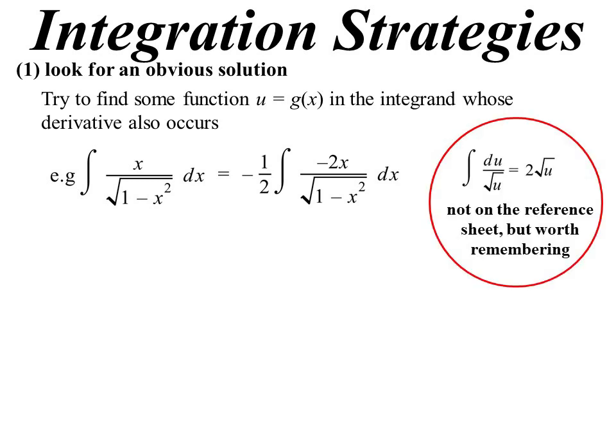I would just know this. It's not on the reference sheet. It's one of what I call the non-standard integrals. Crops up so often in problems of that du on the square root of u. And the answer is 2 times the square root of u.